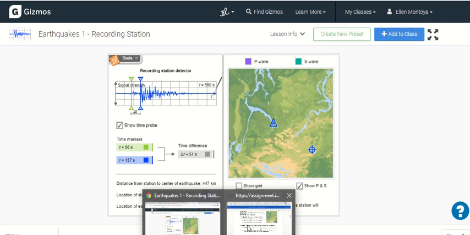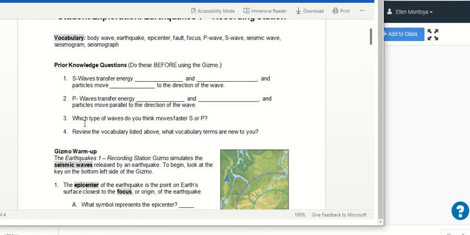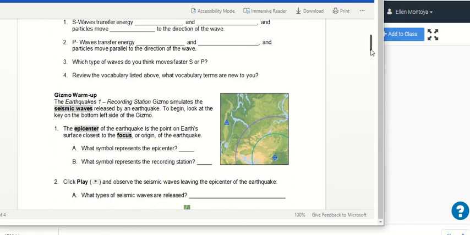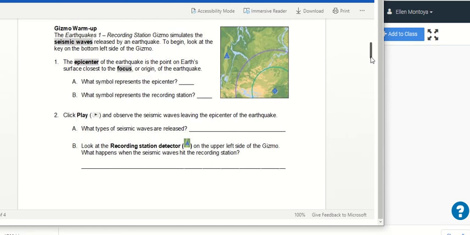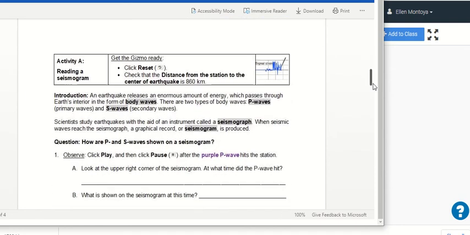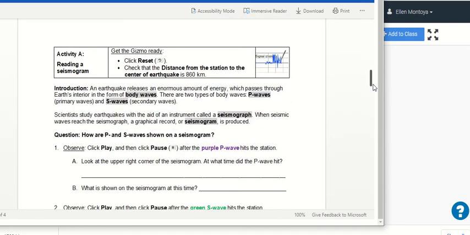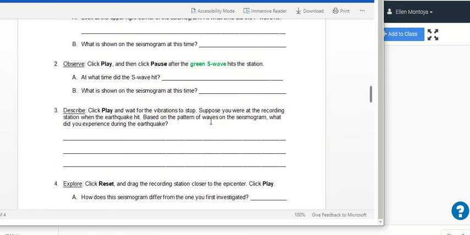While I'm using the Gizmo, I'm going to be on this worksheet. The first part of it right here is just reviewing vocabulary and reviewing the difference between S waves and P waves. When I get down here, I'm going to be just doing some basic things exactly how I showed you, with recording the time, the distance change on different things. Keep going, and then some information.